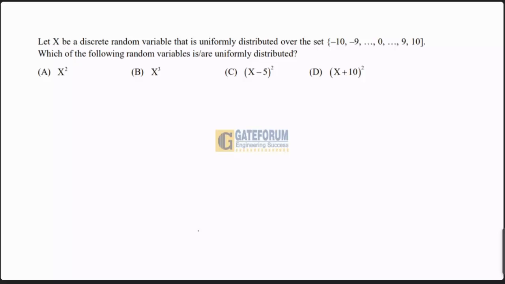The solution is, here the number of elements from minus 10 to 10 continuous integers, 21 numbers, 21 outcomes. The random variable X has 21 outcomes. Nothing is repeated. So each outcome has the probability 1 by 21.